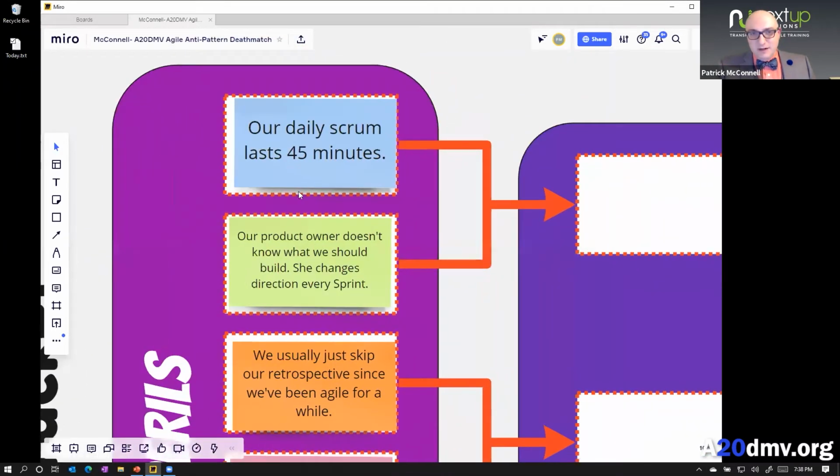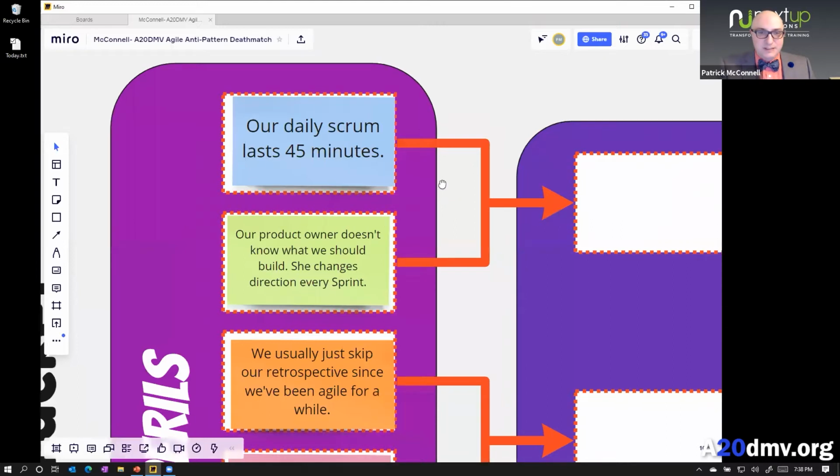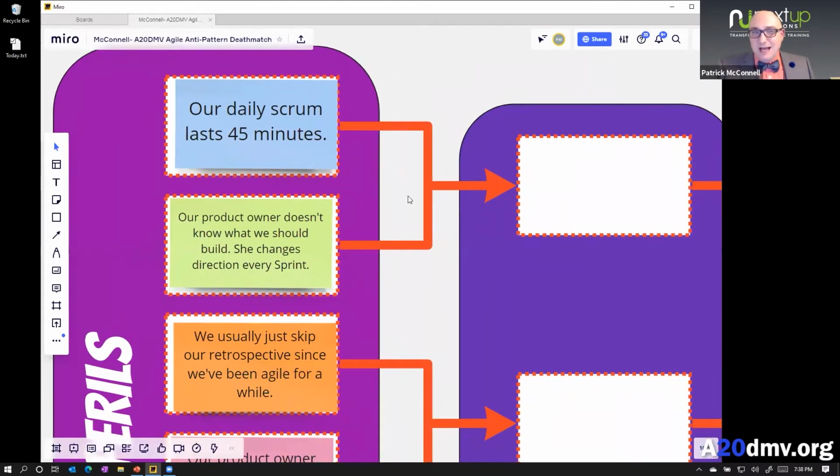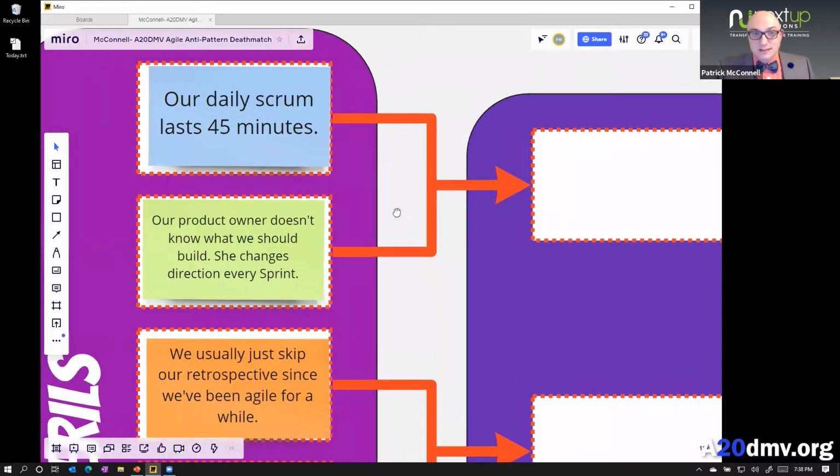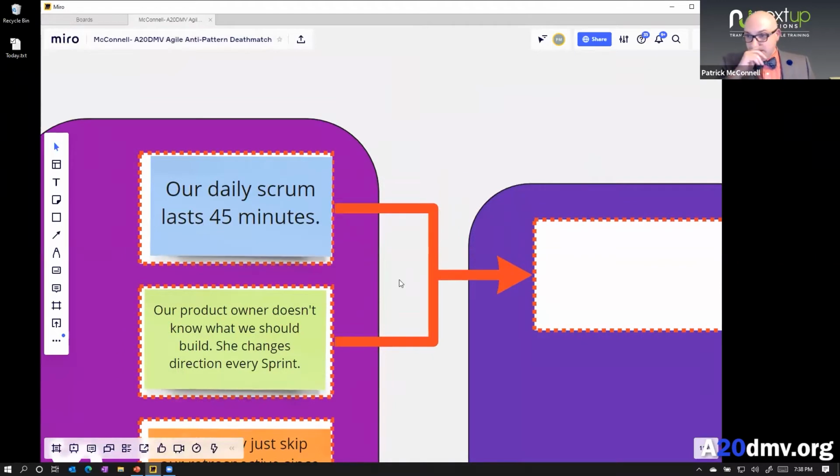Our daily scrum lasts 45 minutes, or our product owner doesn't know what we should build. She changes direction every sprint. If you think the top one, our daily scrum lasts 45 minutes, is worse, raise your hand. If you think the bottom one is worse, leave your hand lowered. Give people a minute here.